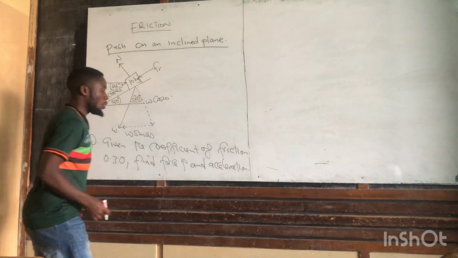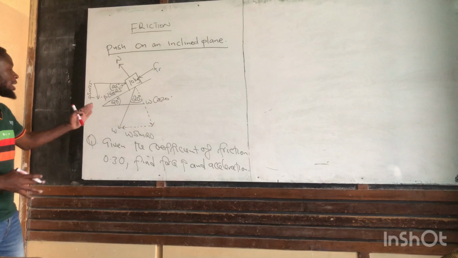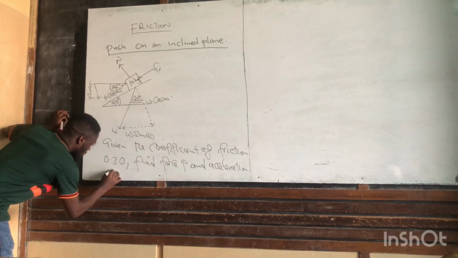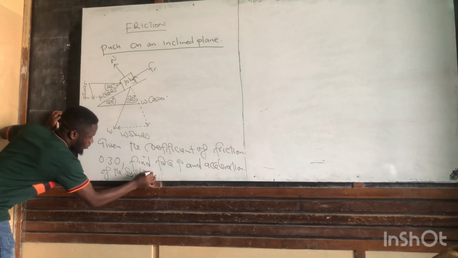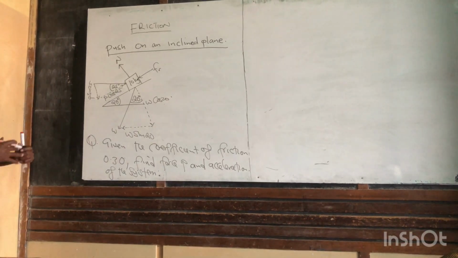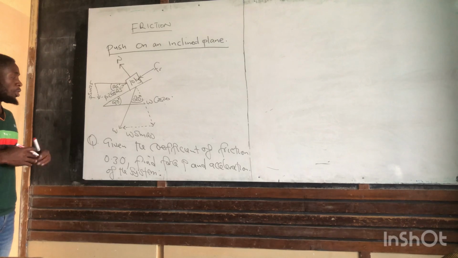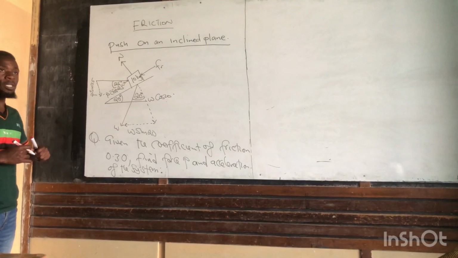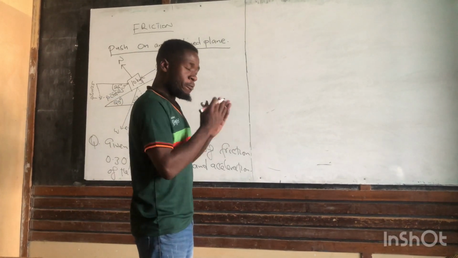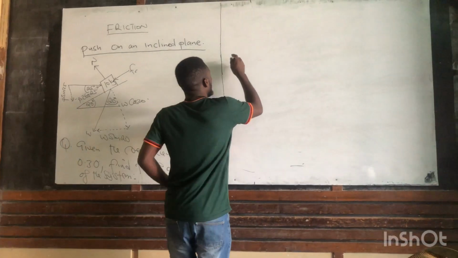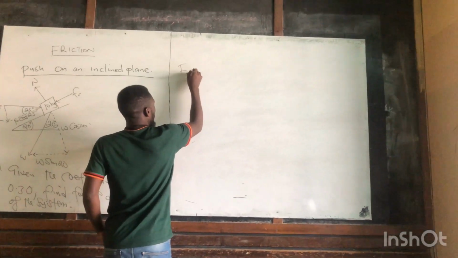So I've added another question: find the force P and the acceleration of this system. The first thing we need to do is find force P. The most important thing here on friction is the formula for friction itself. So friction force is equal to what?